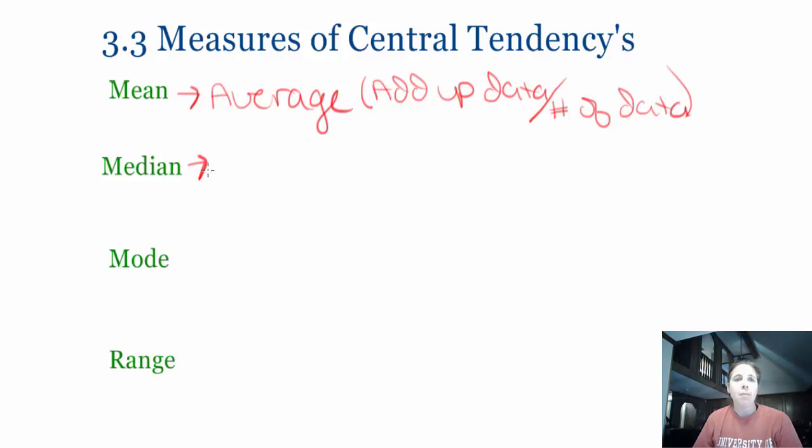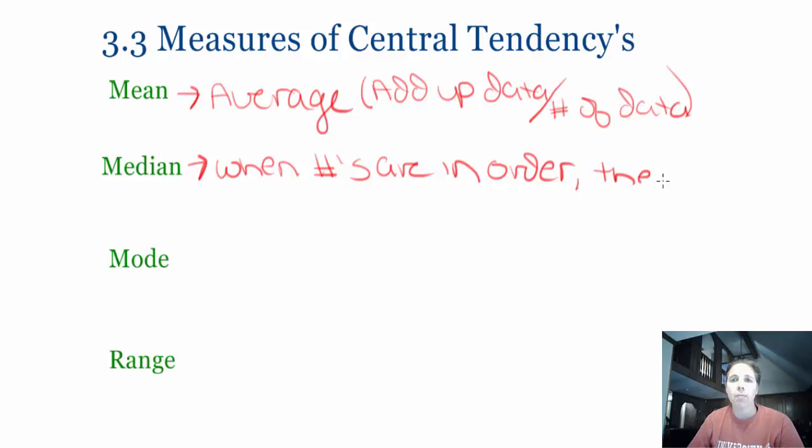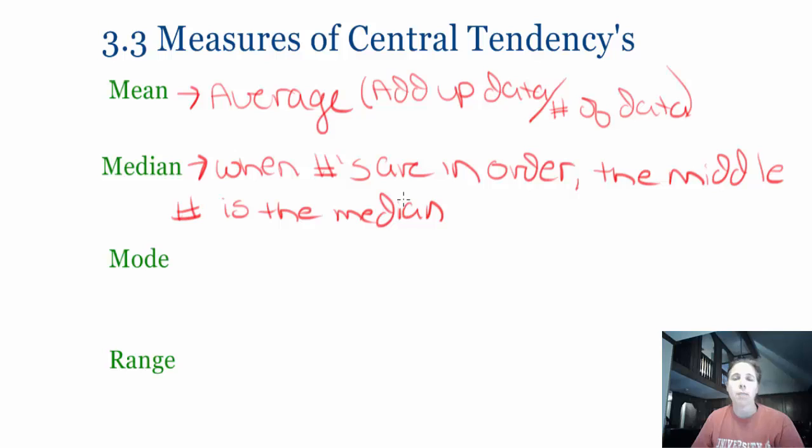Okay, median, remember, think like the median of a road, the middle of a road. It's the number that's in the middle when numbers are put in order. I'll do an example of these. The middle number is the median. Sometimes there might be 2 numbers in the middle. Then you take what's in the middle of those. So if 5 and 6 are in the middle, it would be 5.5. You actually take the mean of those 2 numbers.